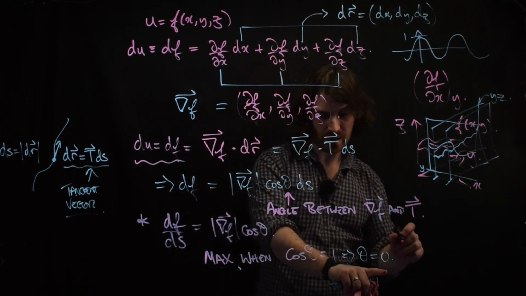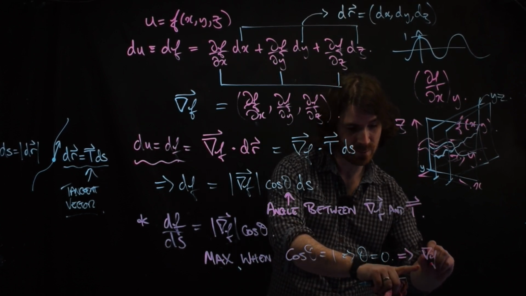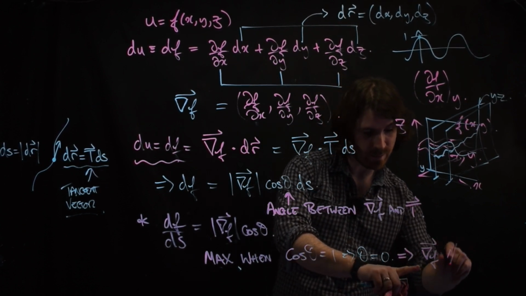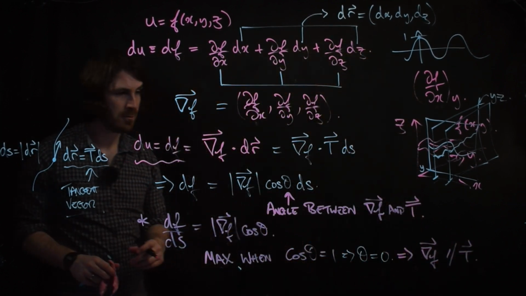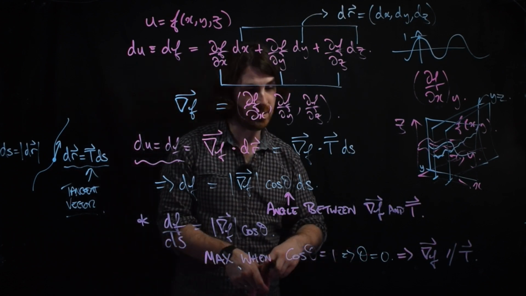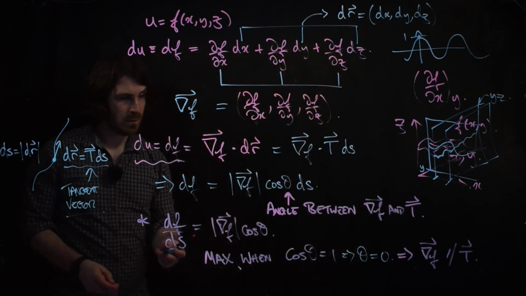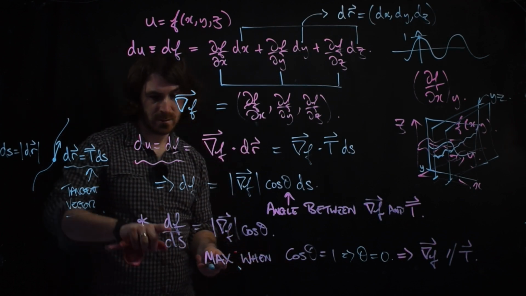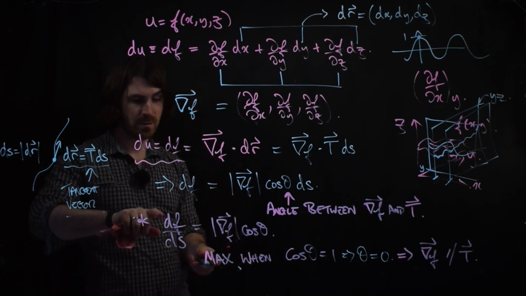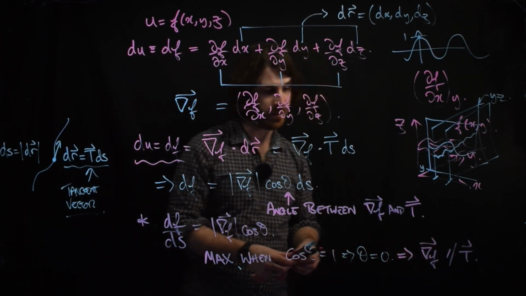Okay, so when theta equals 0, this means that the gradient of f, which is a vector, is parallel to the vector t, because theta is the angle between the gradient of f and t. So this is maximum. The rate of change of your function is maximum when the gradient of f is parallel to t.